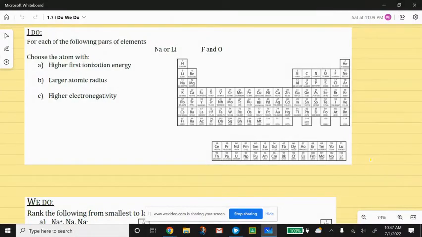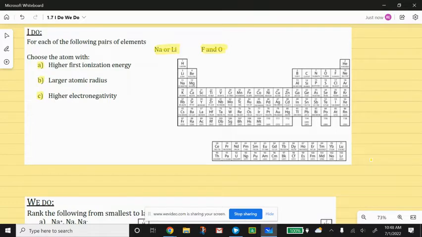In this problem, we are trying to figure out, for the following pairs of elements, so let's say we've got sodium or lithium and then fluorine and oxygen, we want to choose the atom with the higher first ionization energy, the larger atomic radius, and the higher electronegativity. So it might be helpful to go back and review the trends and the definitions for these.